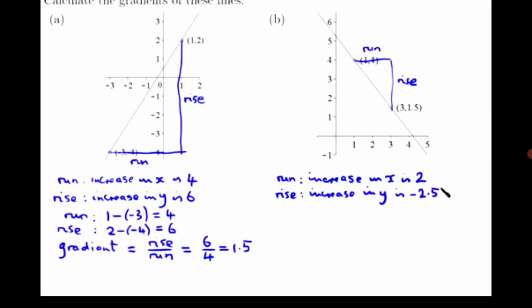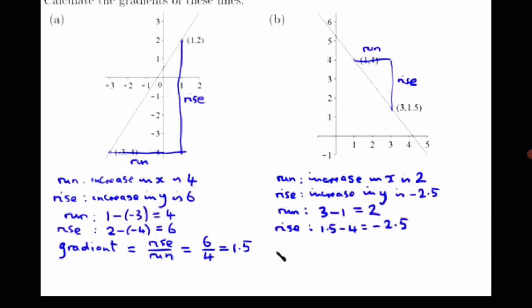Well, you could have worked that out the other way, so let's do that. You can work out the run by taking the x-coordinate here and subtracting the x-coordinate there. So it's 3 minus 1 equals 2. And the rise, similarly, you take the y-coordinate at the right-hand point and subtract the y-coordinate at the left-hand point. So that's 1.5 minus 4, and once again you get minus 2.5.